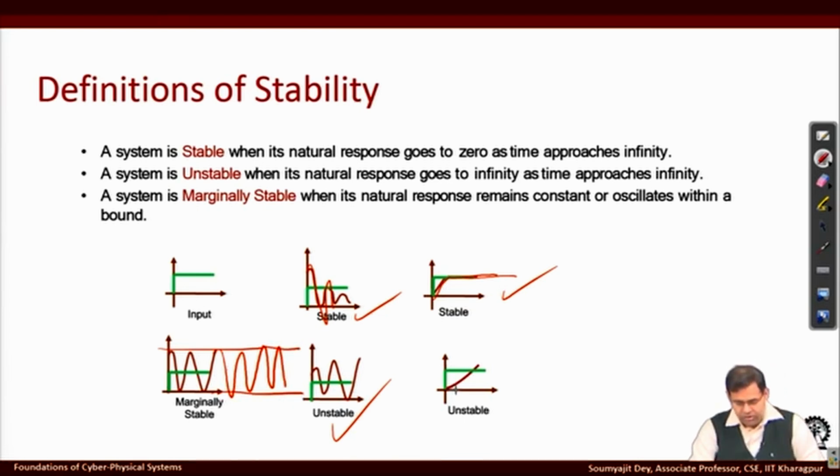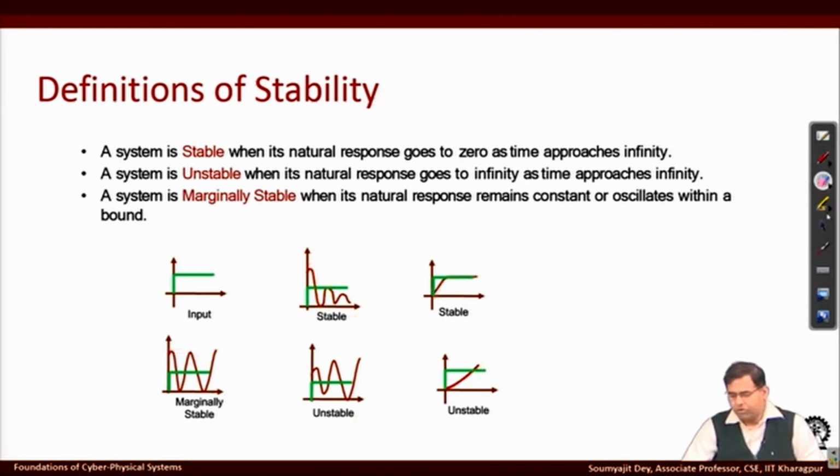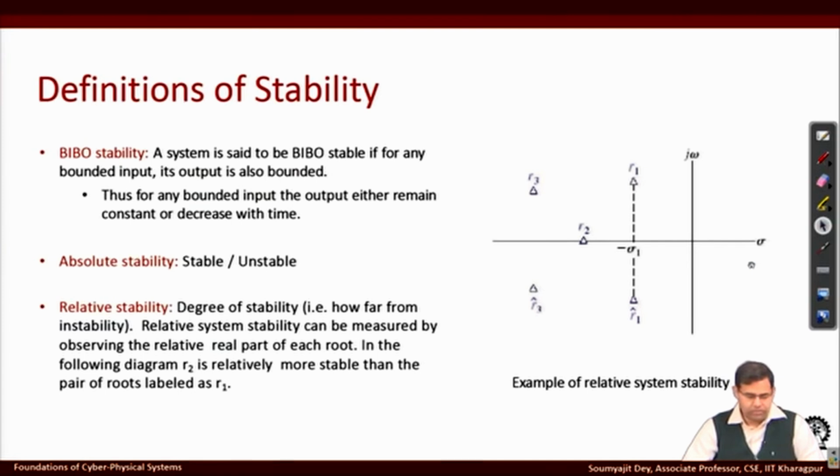And even here you can have the output going beyond the reference, and slowly with time this difference is increasing even without oscillation, so that's also an unstable case. So that's how pictorially we can sum this up, what we really mean by the stability of a system.